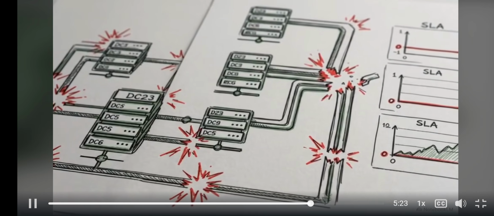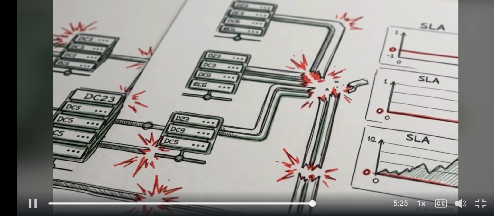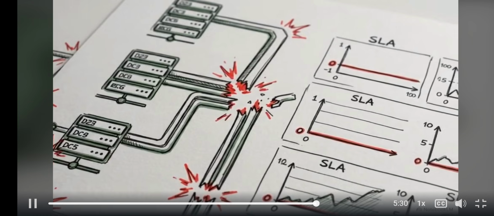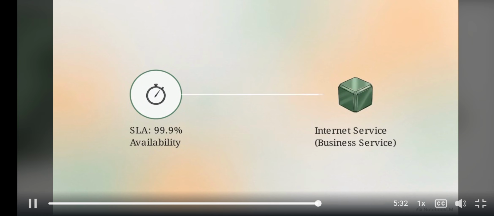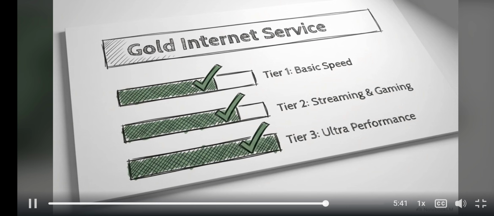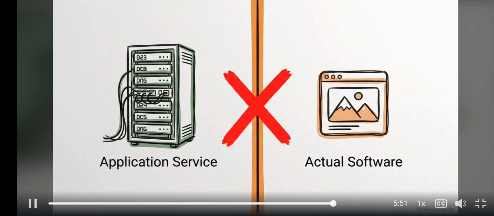When a data owner bypasses the service offering, they remove the only table capable of anchoring SLA commitments to the service model. Mapping SLA commitments directly to a generic business service like Internet Service breaks the data model because that record cannot handle multiple performance tiers. You must use offerings to represent specific packages, like Gold Internet Service, because out-of-the-box service portfolio management requires an offering to track SLAs. Another common pitfall is confusing application services with actual software applications.